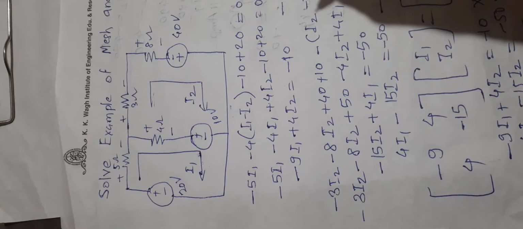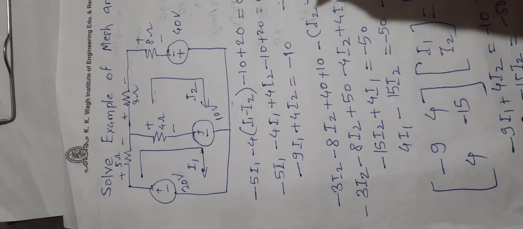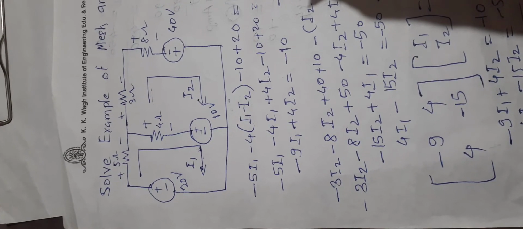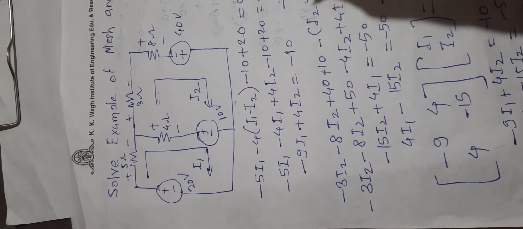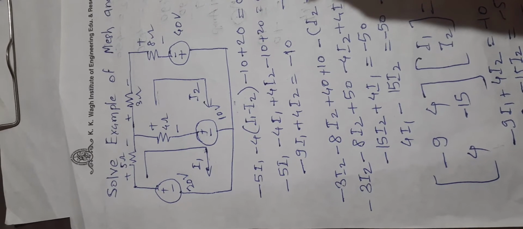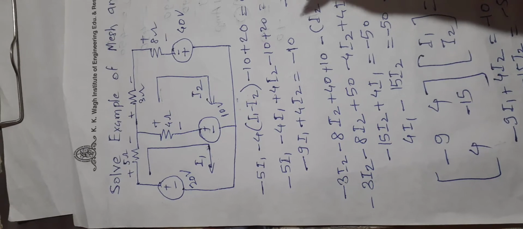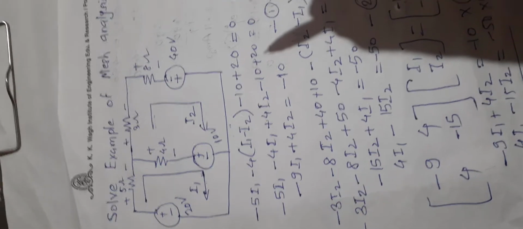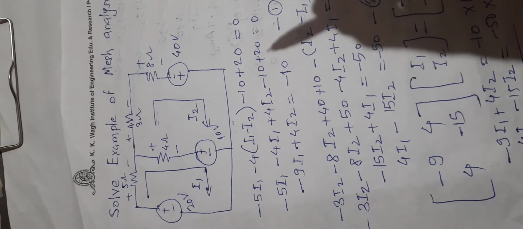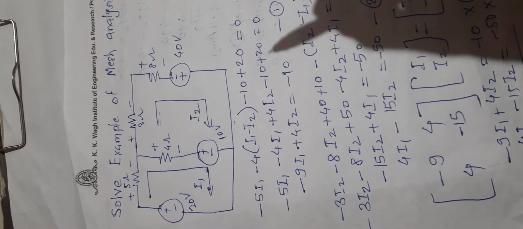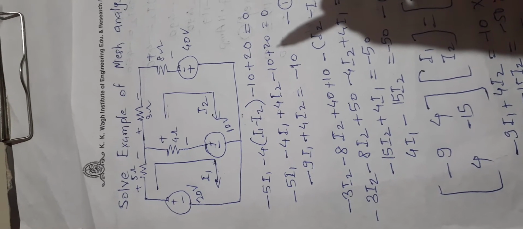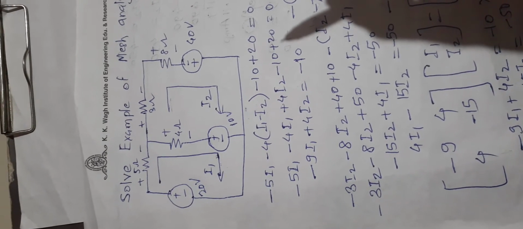Now we are going to use Kirchhoff's voltage law: the sum of all voltage drops is equal to 0. Kirchhoff's voltage law is useful for finding the first simultaneous equation as well as the second simultaneous equation for loops 1 and 2. We are also using Ohm's law, V is equal to IR.